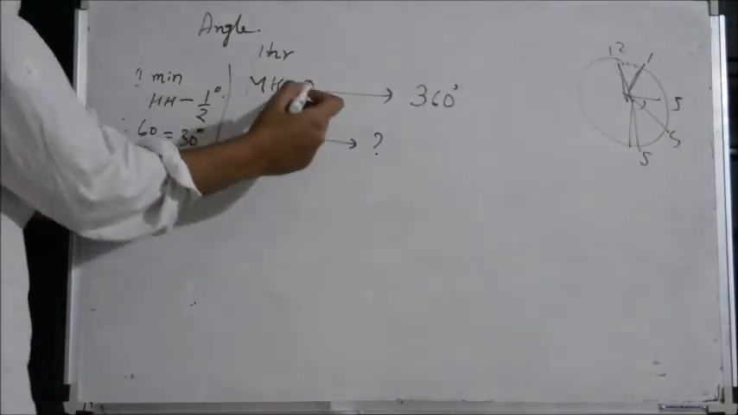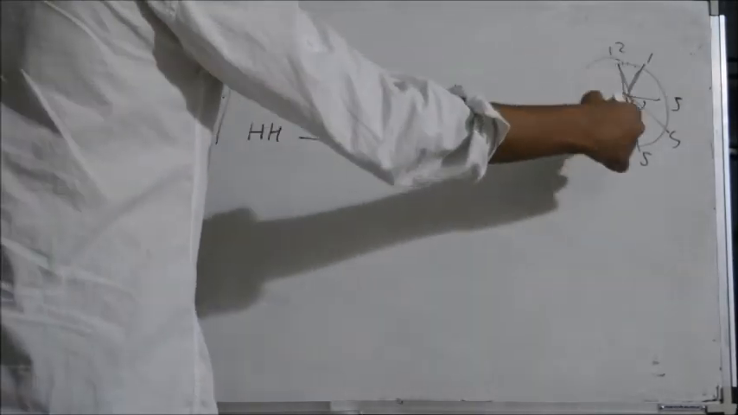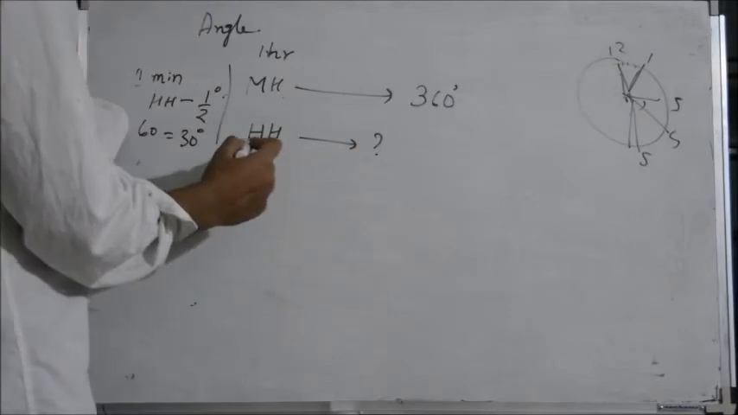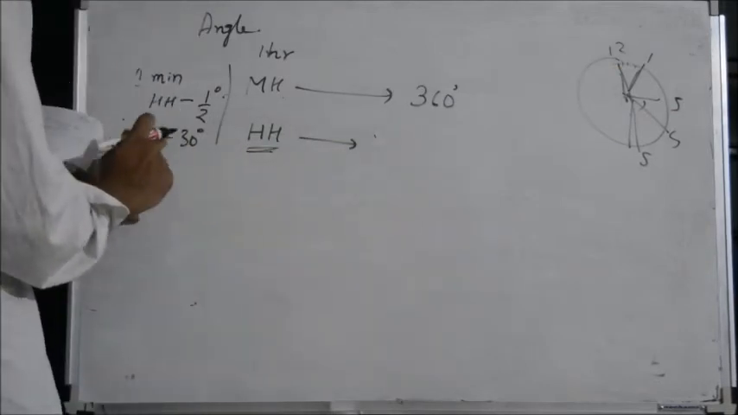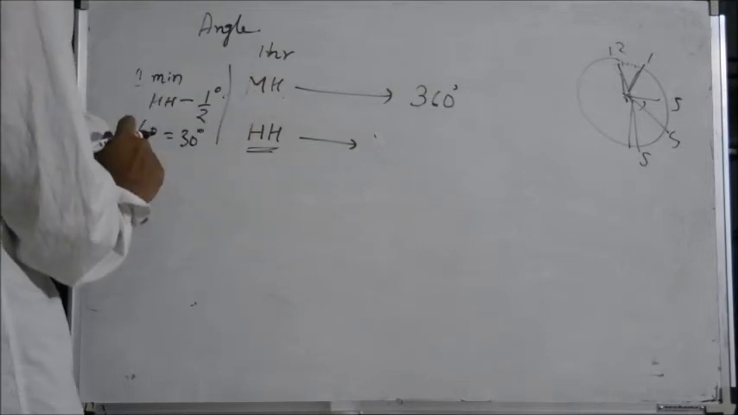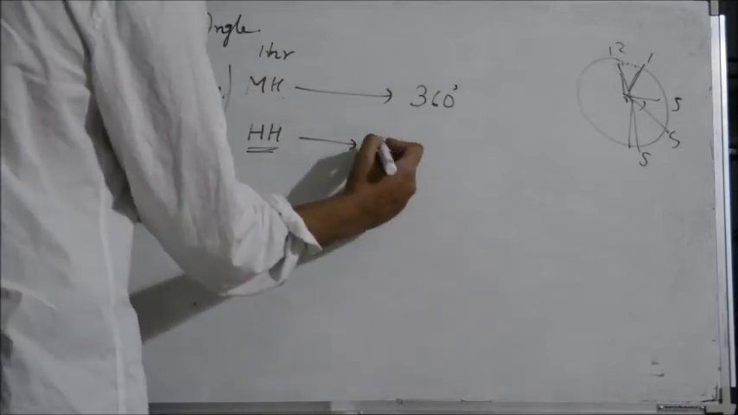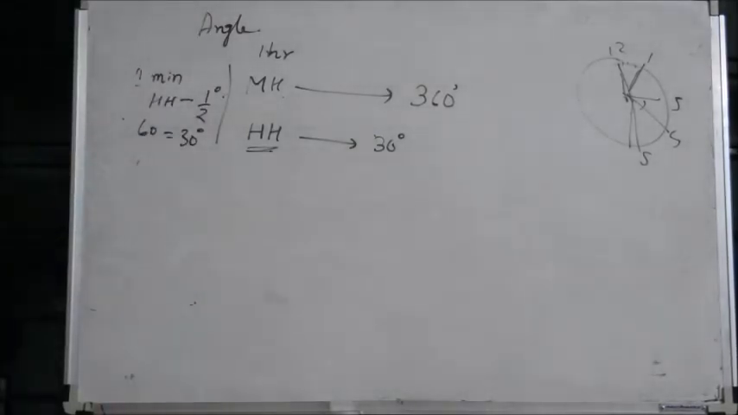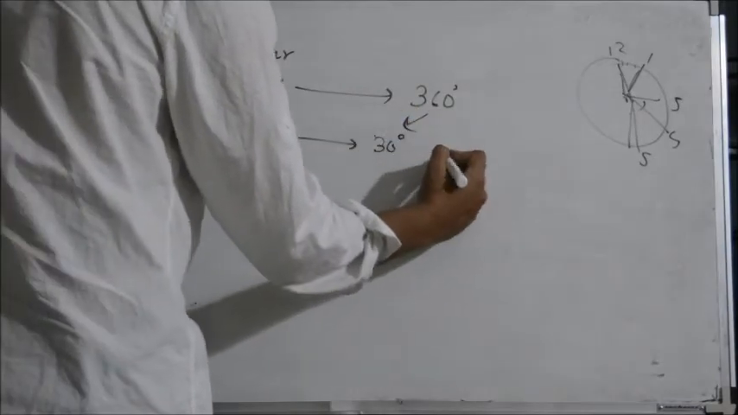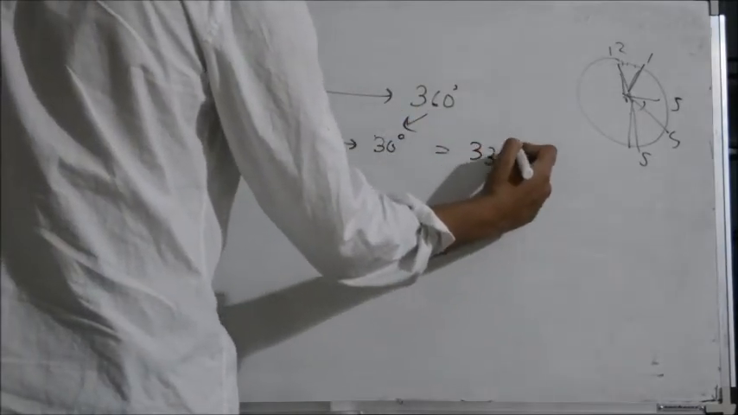So in 1 hour, minute hand moves 360 degree. We know whole circle is 360 degree. And in 1 hour, how much does the hour hand move? We know 1 hour means 60 minutes. In 60 minutes, hour hand moves 30 degree. Now again, minute hand is overtaking the hour hand by how many degrees? 360 minus 30 is equal to 330 degree.